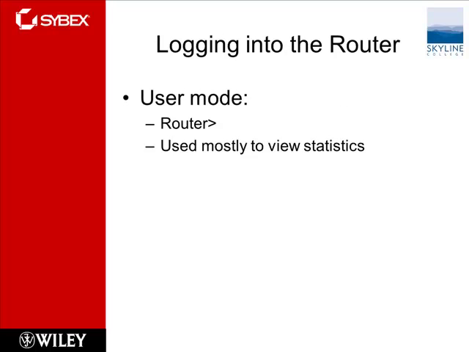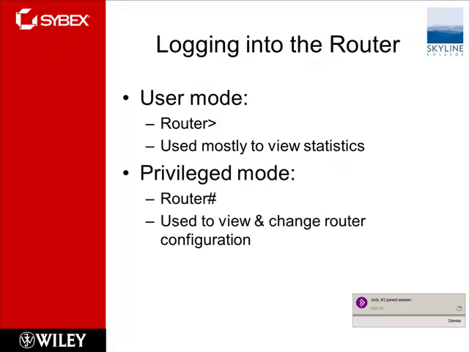We're going to talk about two different modes here. User mode, and the visuals will tell you which mode you're in. Router with the greater than sign, you're in user mode. It's mostly for viewing statistics, with a very limited number of commands that you can use. You can't make any changes here. You can only see some things about the router. The mode that you want to get into, which can be password protected, is privilege mode. The indication here is router with a pound sign, used to view and change the router configuration. It actually allows you to get into the configuration mode.